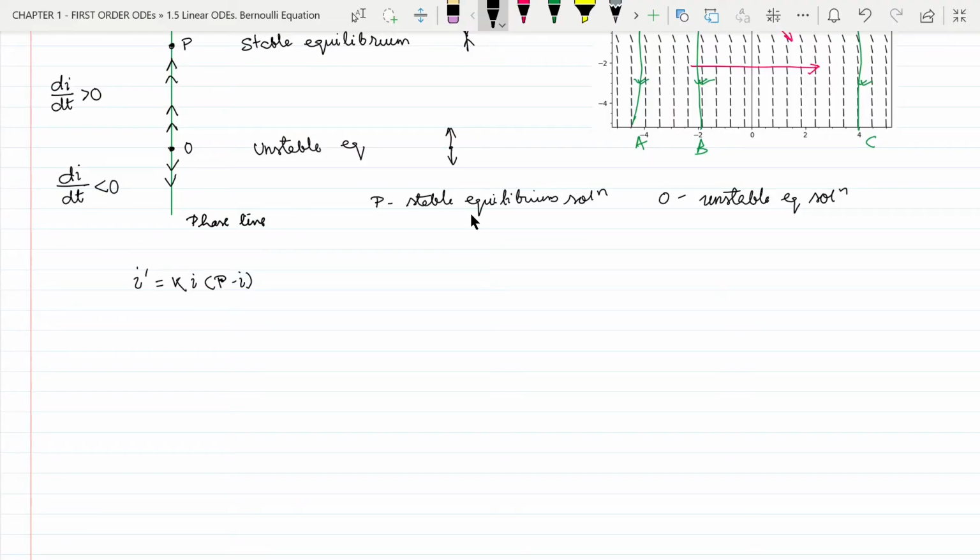Now autonomous differential equations, by their properties, can be solved by the separation of variables method, because on the right hand side there will be no explicit independent variable. So all the dependent variables can be taken to the left side and the dt term can be taken to the right hand side, and we can separate the variables. So let us see how to do that. So we can write this as dI by I (p minus I) equal to k dt.